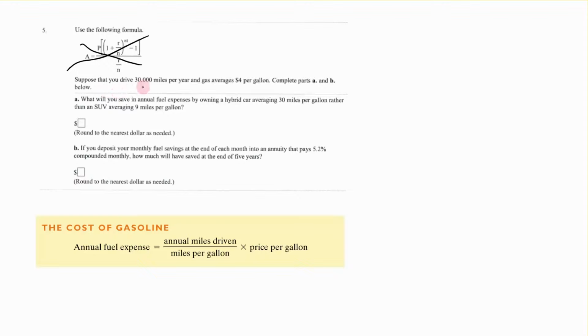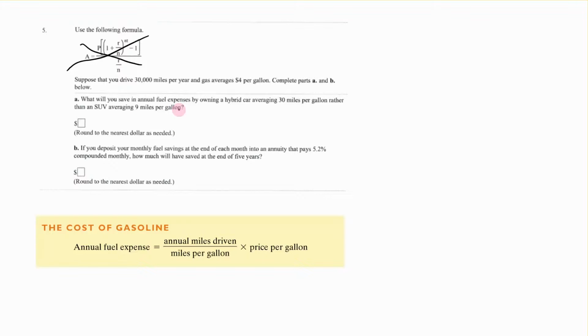Suppose you drive 30,000 miles per year and gas averages $4 per gallon. Complete parts A and B below. Okay, let's do A. What will you save in annual fuel expense by owning a hybrid car averaging 30 miles per gallon rather than an SUV averaging 9 miles per gallon?